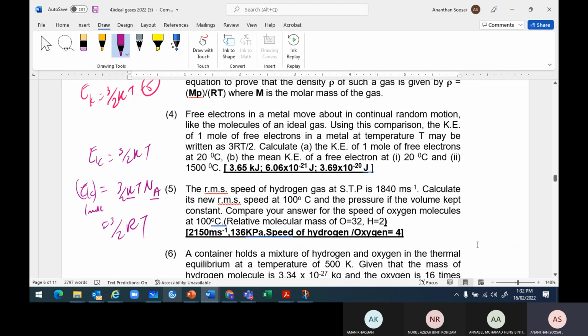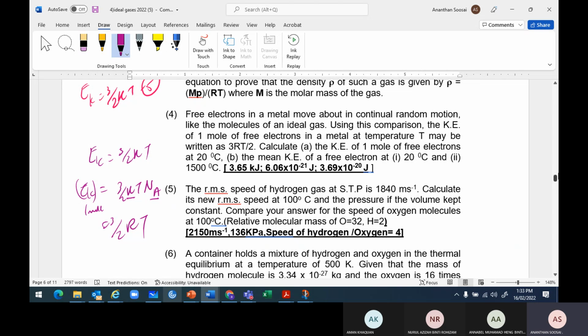B. The mean kinetic energy of a free electron at 20 degrees Celsius, then later at 1500 degrees Celsius. So part 1 is easy, right? Mean kinetic energy of a free electron at 20 degrees Celsius. You know the kinetic energy of 1 mole at 20 degrees Celsius already.